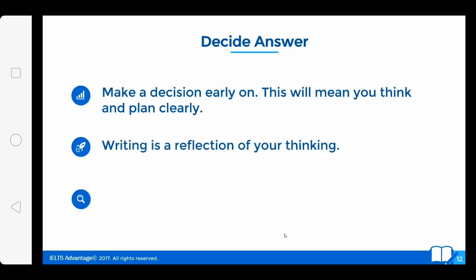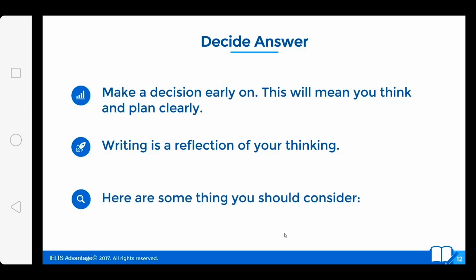And writing is a reflection of your thinking. I stole this quote from somebody called Tim Ferriss, who I follow online, and he's a writer, and it really resonated with me, because the students that I work with who are very confused about what they think about a question always write a very confusing essay. Students who think clearly about what they're going to write, write a very clear, easy to understand essay. And a huge part of your overall mark is coherence and cohesion and answering the question clearly. So that's very, very important.